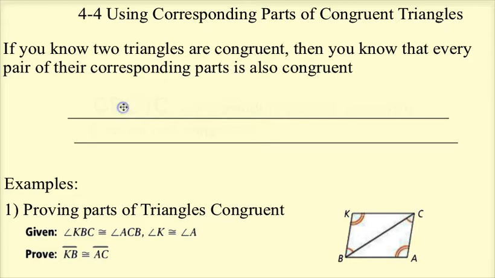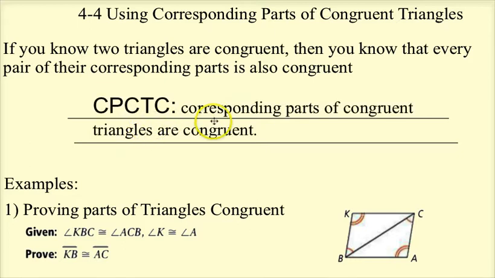And we call that CPCTC. Corresponding parts of congruent triangles are congruent. CPCTC. And I can actually use that as an abbreviation on the reasons. Corresponding parts of congruent triangles are congruent.